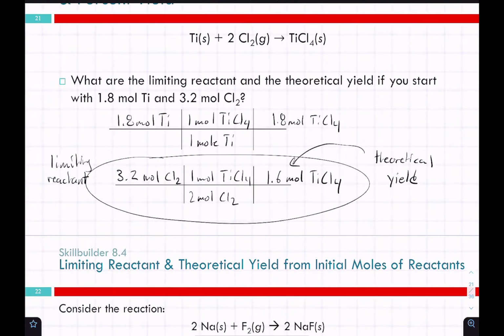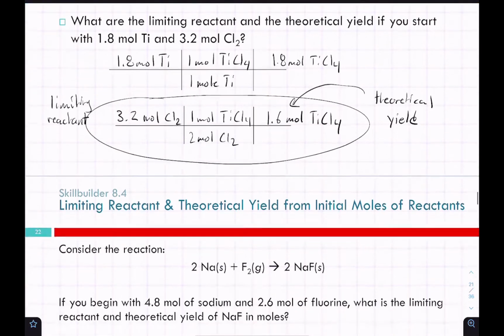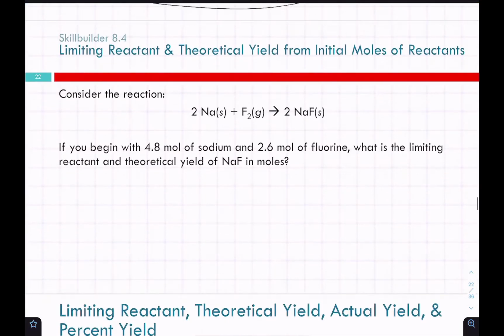We found that the chlorine, even though we started out with more moles of chlorine, runs out first, because in the chemical reaction we use up twice as much chlorine as we do titanium to make the titanium chloride. And with that amount of chlorine, we can only make 1.6 moles of titanium chloride. Then that becomes our theoretical yield, because that's what comes out of our limiting reactant. All right, so that was all review.